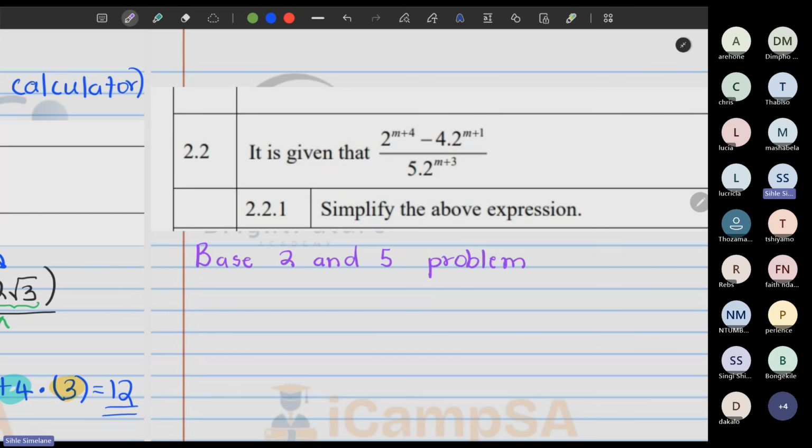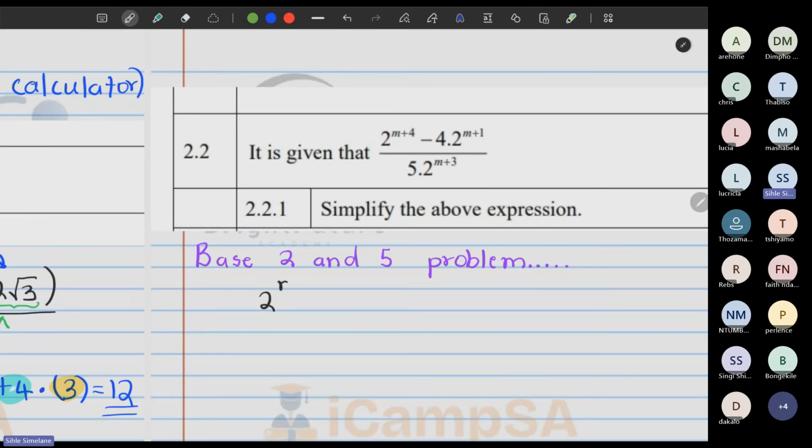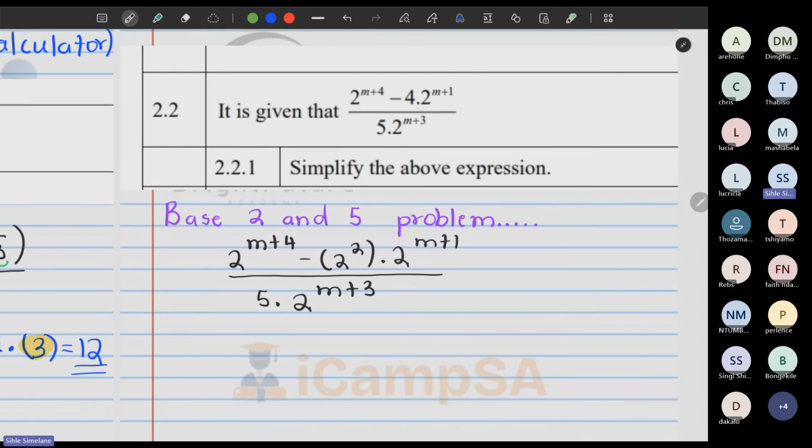Okay. So meaning whatever we see, we should ask ourselves, how can we make it to be 2 and 5? The first problem that we see is that 4. So what we have is 2 to the power of m plus 4 minus this 4 here is 2 to the power of 2 times 2 to the power of m plus 1, all divided by 5. The 5 is by itself. That's okay. We have 2 to the m plus 3. So let's deal with the numerator.